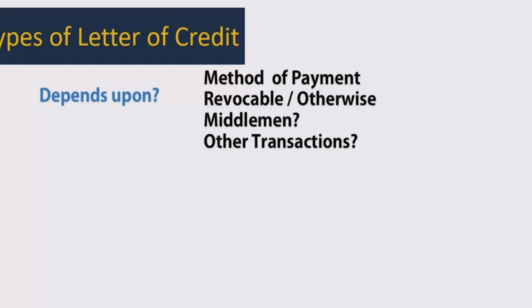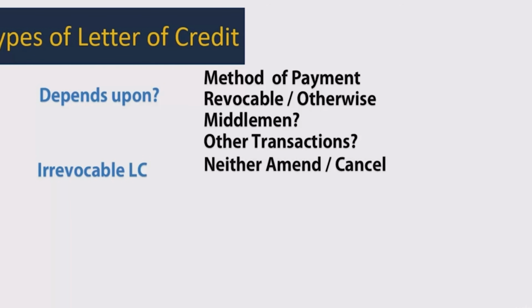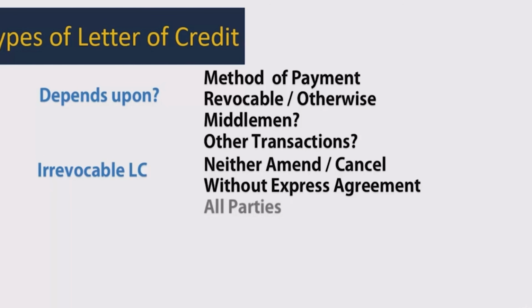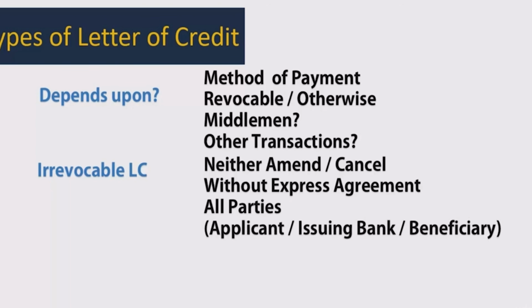Now, the basic classifications we can have, number one, the irrevocable LC. It does not mean we are going to have a revocable LC. That concept was removed way back in 2007. It means now all LCs that are opened are irrevocable in nature. It means you can neither amend nor cancel the LC without the express agreement of all parties to the LC. So that's what we mean by irrevocable LC. When we say all parties, the applicant, issuing bank, and beneficiary, all three at minimum should agree.